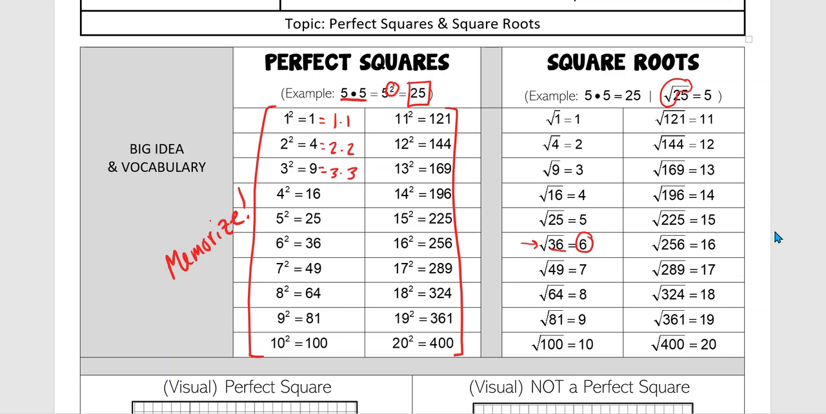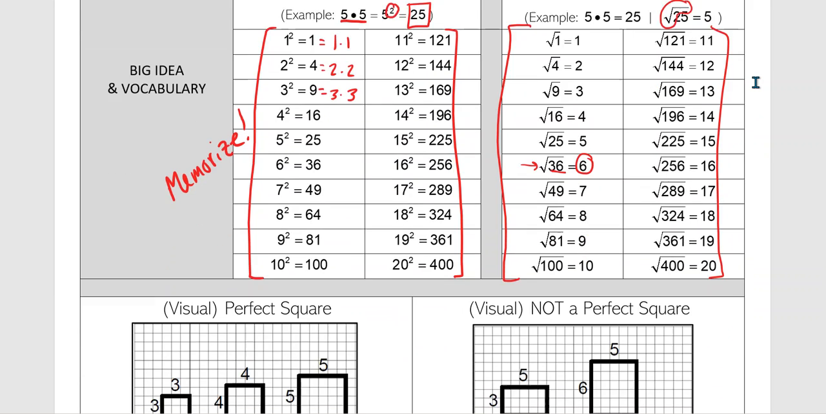And again, the square roots are ones that you are going to need to know as well. But the good news is they go together with the perfect squares. So you'll see that 11 squared is 121. The square root of 121 is 11. But again, we need to know all of these too. It's not a division symbol, it's the square root symbol.